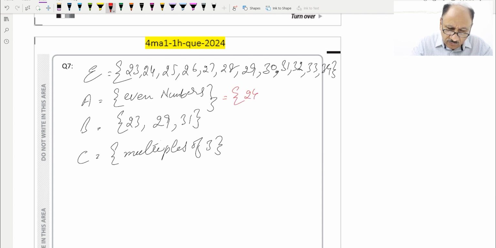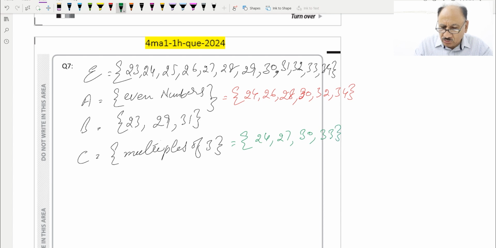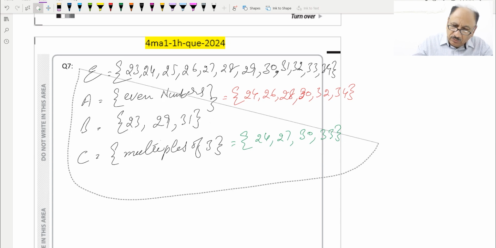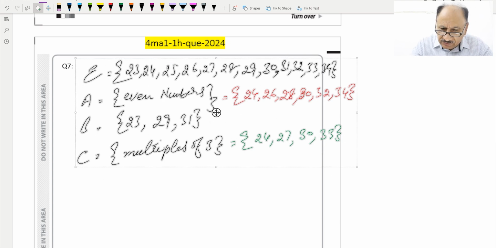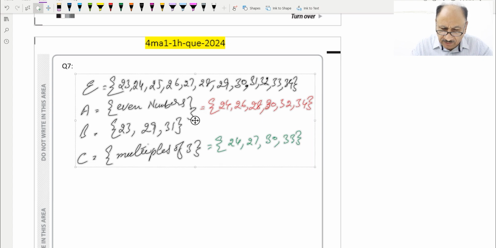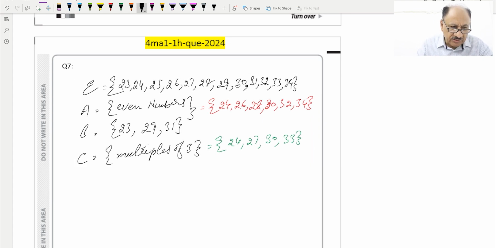Even numbers will be 24, 26, 28, 30, then 32, 34. That's all. These will be the members of A. And for C, multiples of 3 will be what? 24 is a multiple of 3, then 27, 30 also, and 33. So these are multiples of 3. Now we have all the members of each and every set.